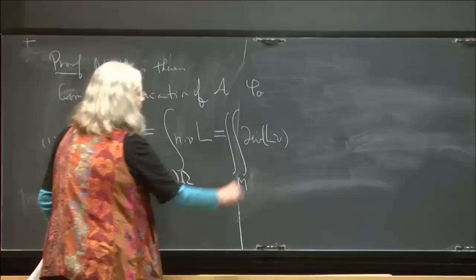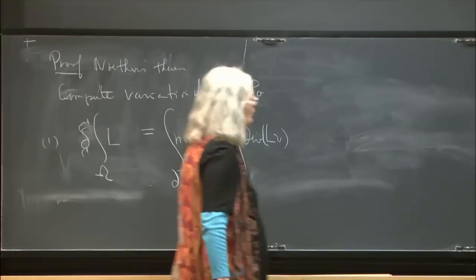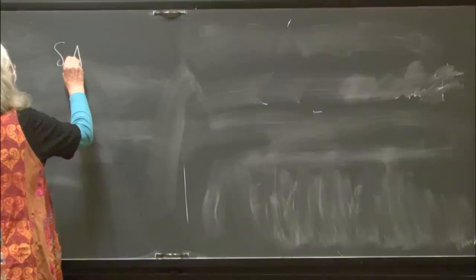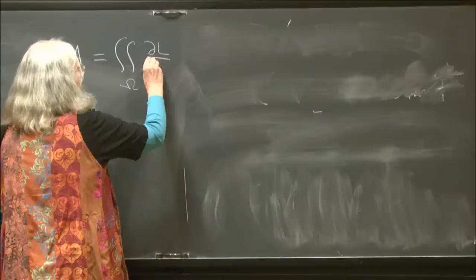So one way of doing this doesn't give us Noether's theorem, but it tells us one way to compute the variation. Now we compute the other variation by the long Euler-Lagrange equation. So we now compute the variation the second way, dA, and this is actually equal to the integral over omega of dP alpha d alpha.